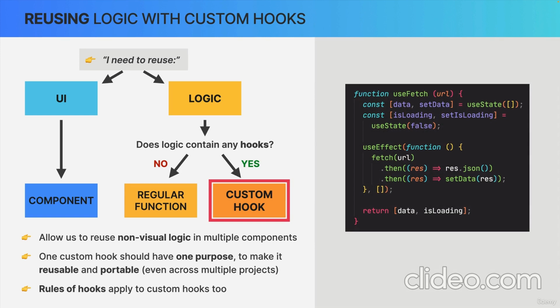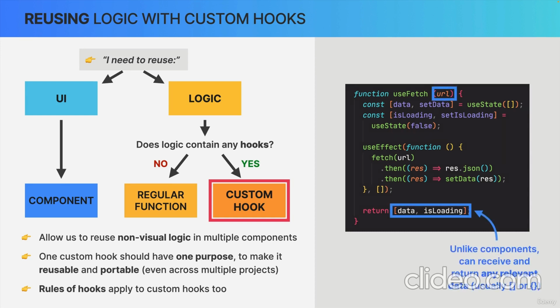So, first, a custom hook is really just a JavaScript function, so it can receive and return any data that is relevant to this custom hook. In fact, it's very common to return an object or an array from a custom hook. And notice how this is different from components, which are also just regular JavaScript functions, but which can only receive props and always have to return some JSX.